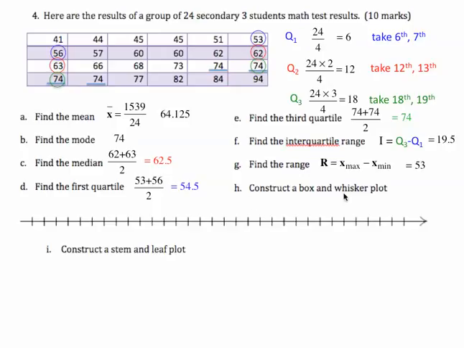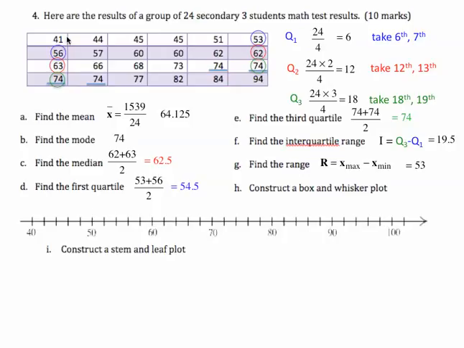Then we're being asked to construct a box and whisker plot. I'm going to start with my x min and go all the way up to my x max, so I'm starting with 41 all the way up to 94. I want to go up by 1s, 2s, or 5s, or multiples of 10 of 1s, 2s, and 5s. If I went up by 1s, I would go 40, 41, 42, 43, and I would never get there. But if I went up by 2s, it works out nicely: 40, 42, 44, 46, 48, 50, 60, 70, 80, 90, and that fits nicely. So I'm going to use that.